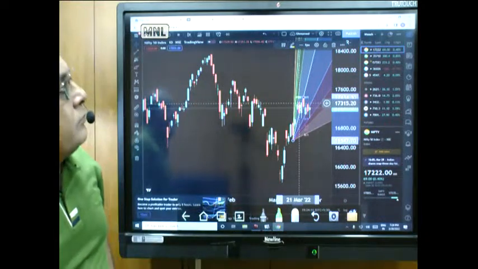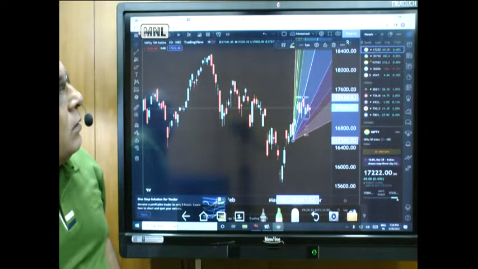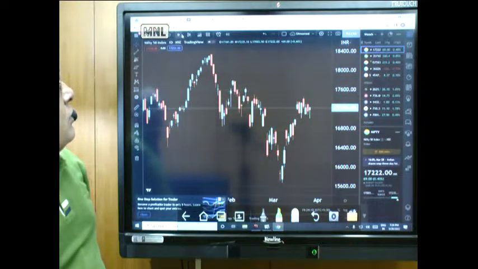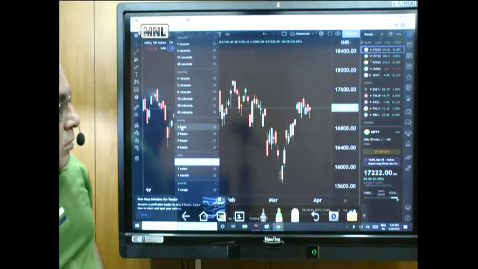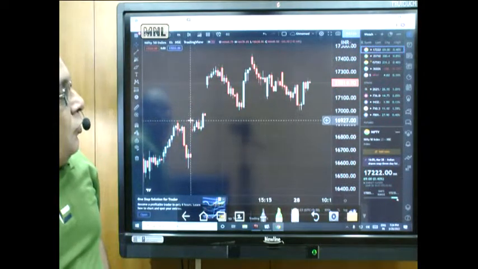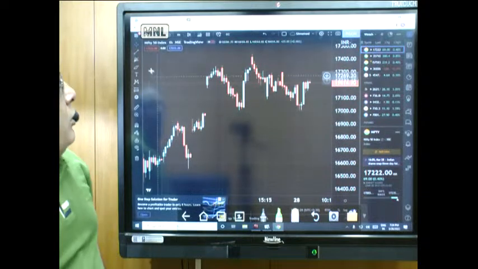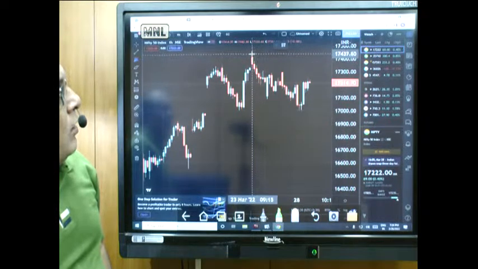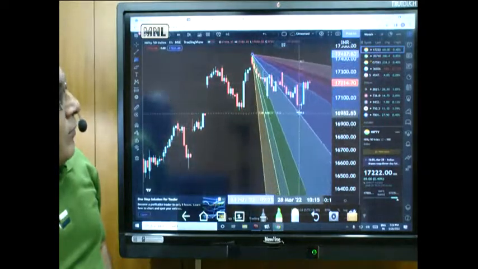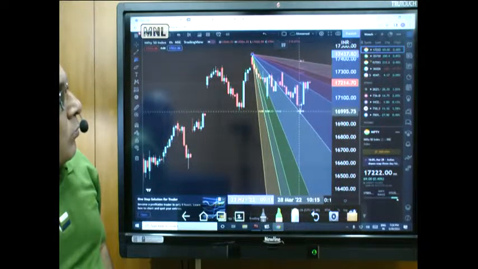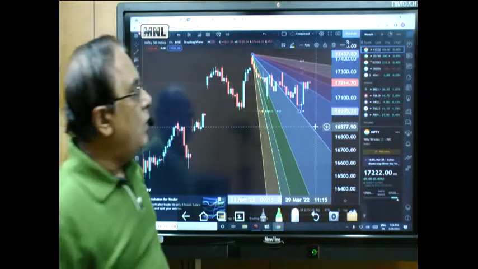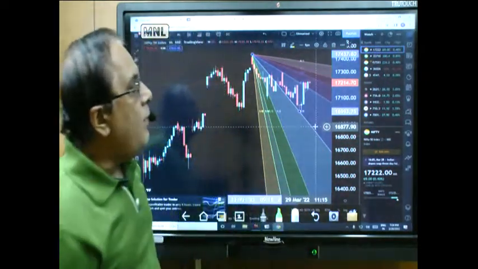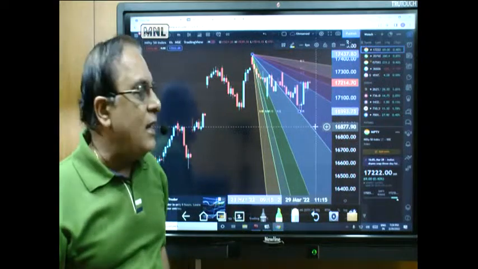So now let me remove this. We will go to a smaller chart, the hourly chart, here itself. So let us say in an hourly chart we wanted to do the Gann fan or the 45 degree angle. So let us say today. If you see right now, it has broken the 2 by 1. So probably it can keep moving to slightly higher levels.